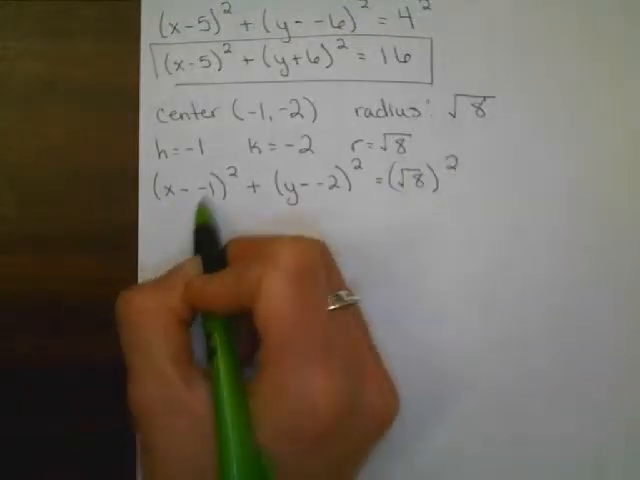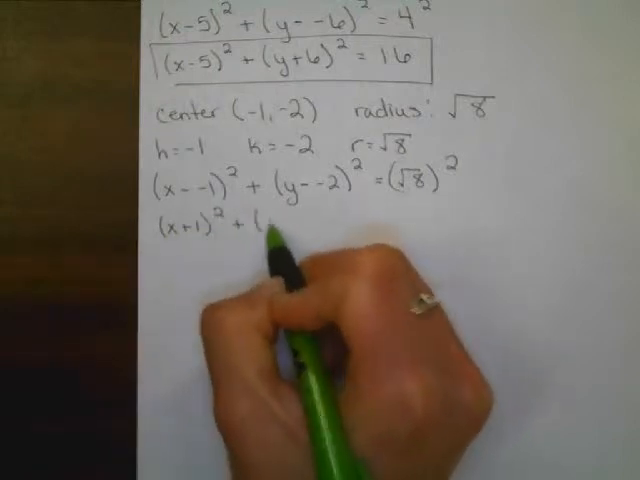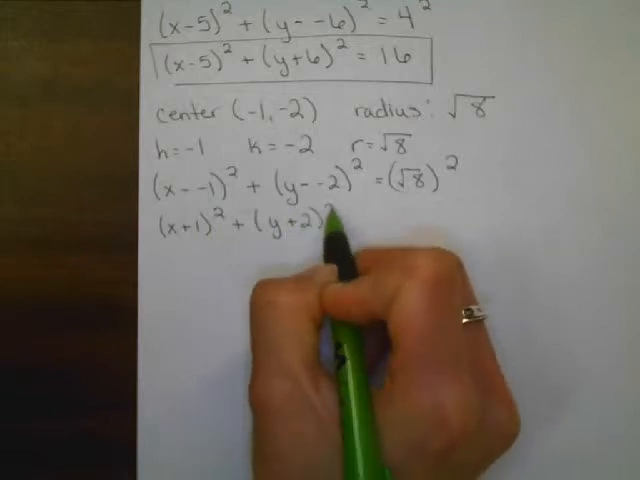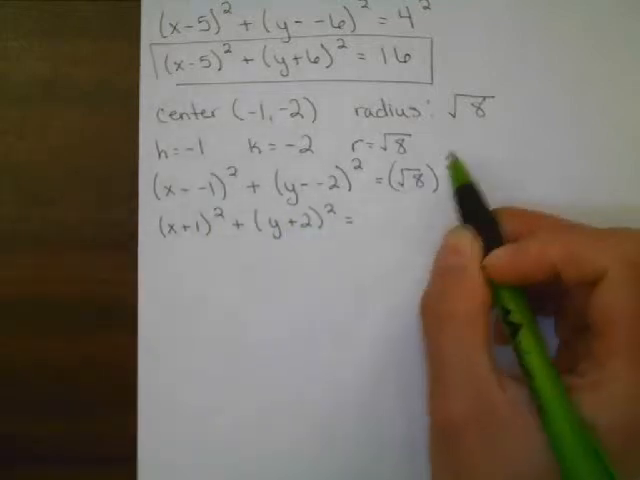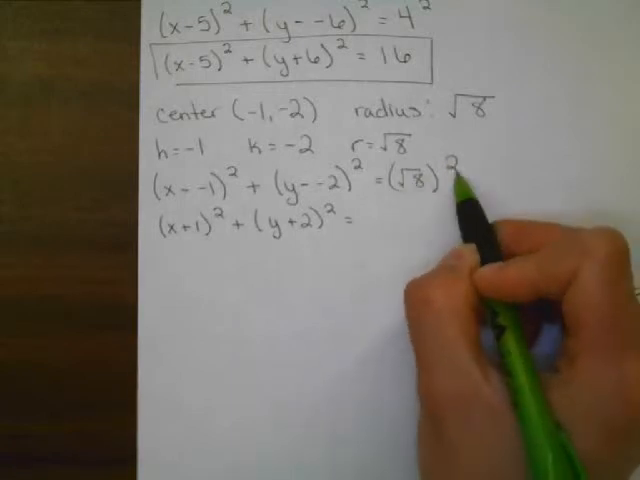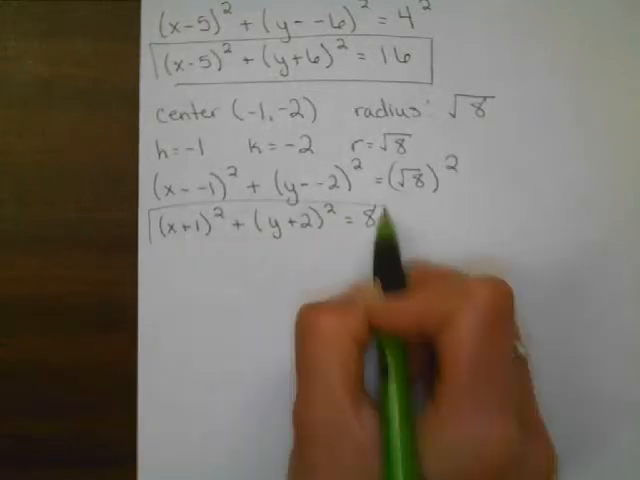Now we simplify. Minus a negative makes a positive. So I have (x + 1)^2 + (y + 2)^2. Well, radical 8 squared, if you remember, the inverse of a radical is to square it, so that's just going to give me 8. And that's my answer.